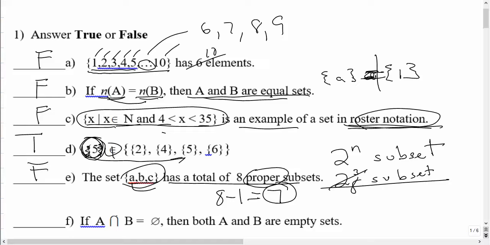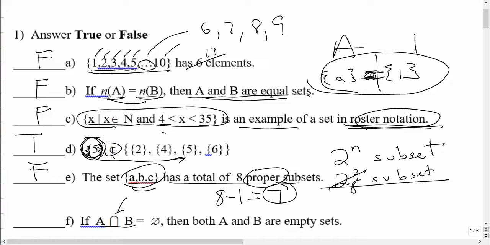F, the notation here is intersection. If the intersection of A and B is empty, then A and B are empty sets. Well, this statement here is saying A and B have nothing in common. That's what it's saying. A and B, what do they have in common? Nothing. Well, two sets don't have to be empty to have nothing in common. If you look at this example up here, take this to be A, take that to be B. They have nothing in common, so the intersection's empty. But they're not empty, so that one's false. Moving on.